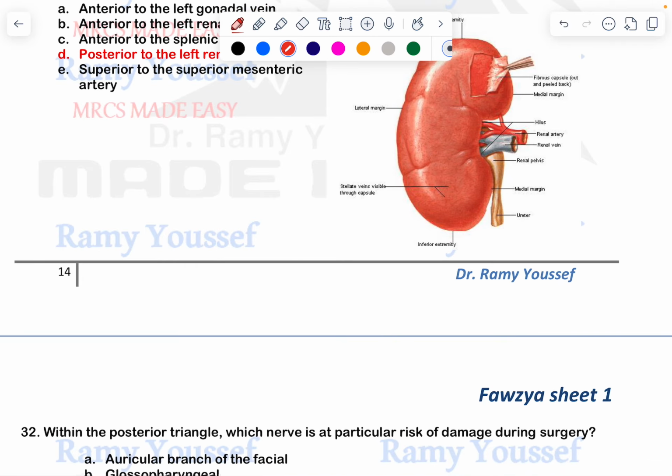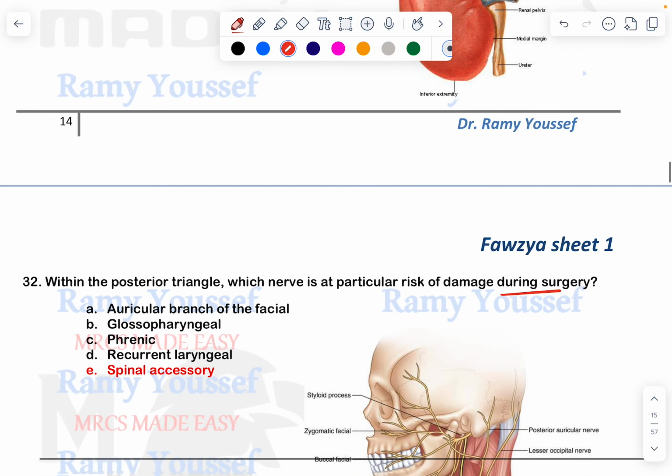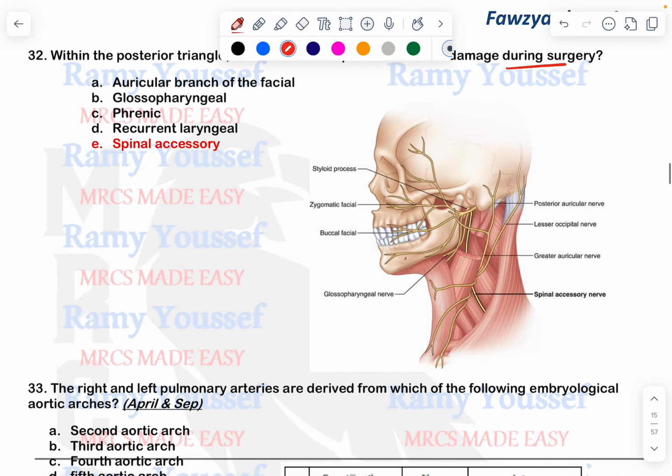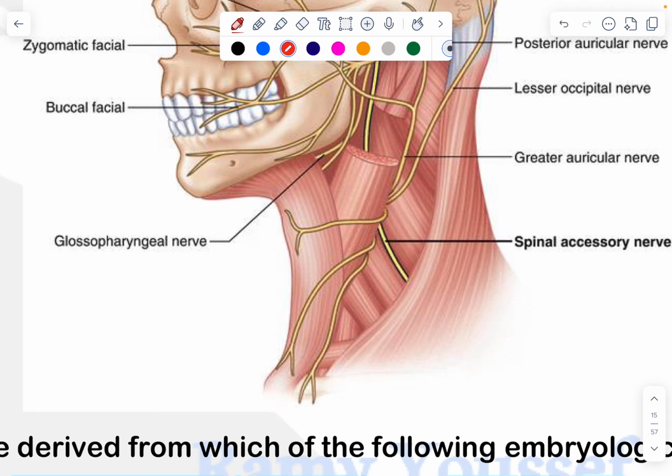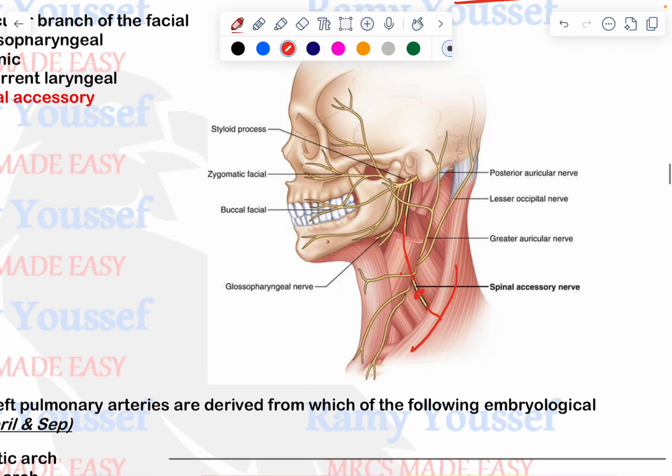Within the posterior triangle, which nerve would be at risk of damage during surgery? Posterior triangle, the most common is the accessory nerve, spinal accessory is the commonest nerve. So this is the spinal accessory nerve supplying the sternocleidomastoid. This is arising like this, sternocleidomastoid going to trapezius. So that's why if any injury is there, this muscle supply is lost. Most of the time it is crossing from anterior to behind. And the hypoglossal nerve, the 12th nerve, is crossing from here to here.